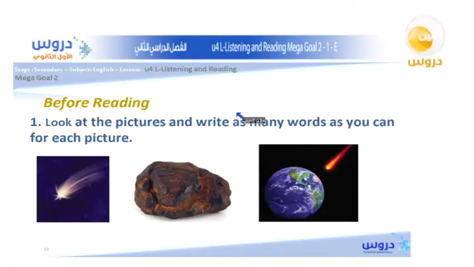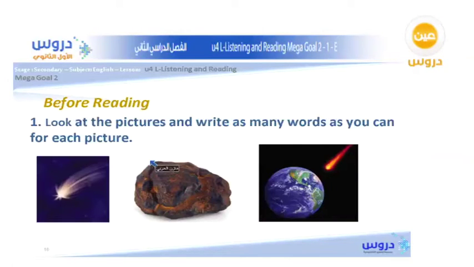Okay, so let's begin. For the first picture, what we can see here is a star. We can say also space. And for this one, we can see a meteorite, obviously. Maybe it crashed and landed on Earth. Okay. And this one, obviously, is a meteorite still heading to Earth.